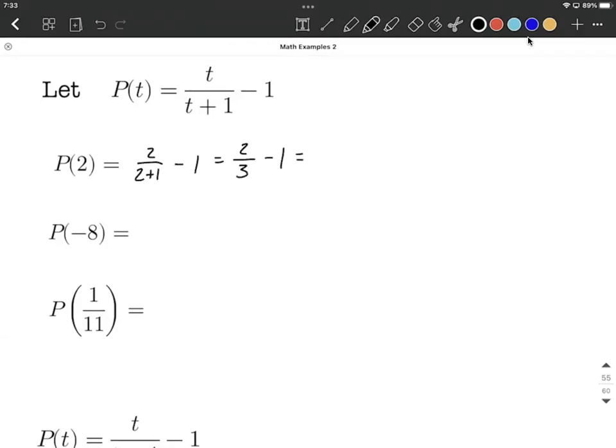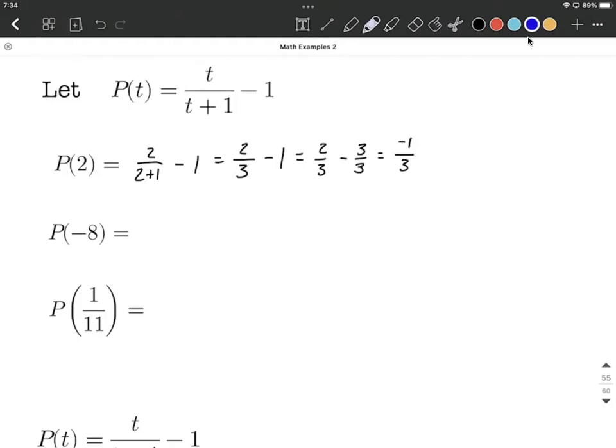To combine this fraction with the integer, we want to rewrite the 1 so it has that common denominator. So we want to have a 3 as our common denominator. So I'm going to strategically rewrite our 1 as 3 over 3. To combine these together, we keep the common denominator, the 3 comes along, and then combine the numerators. So 2 minus 3 makes -1. So -1/3 is going to be our solution.